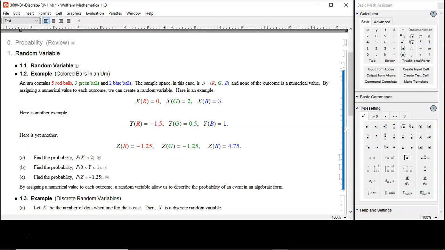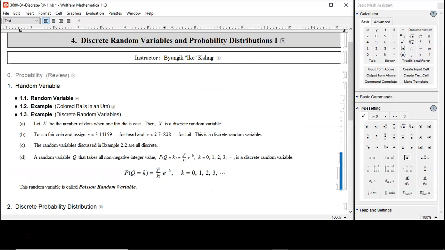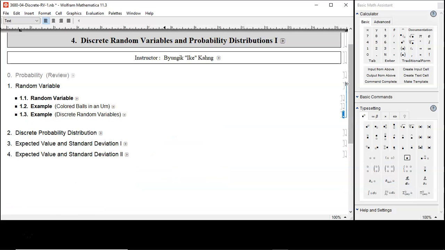All the examples we considered previously are discrete random variables. And here's one more example. This one is called a Poisson random variable, and it can take any non-negative integer value. So it's not finite, but still this is discrete. Okay, so much for section 1 of this notebook.